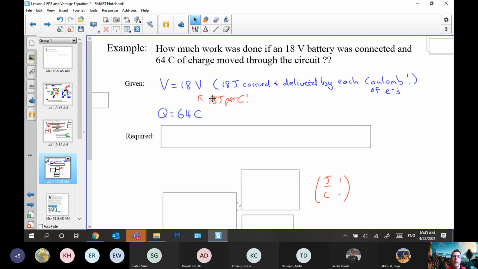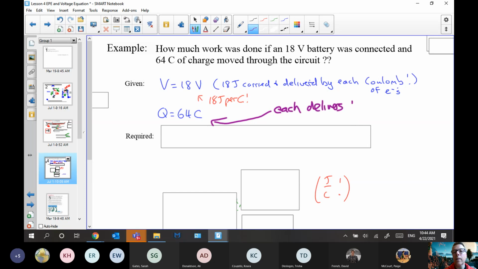So I think you can see that you don't even need an equation for that. You can just say, well, each one delivers 18 joules, so this is pretty simple, isn't it? So let's just arrow that in here. Each delivers 18 joules. So obviously we're talking about 64 times 18 gives us the amount of energy, right? So how much work was done? I have to remind you that means energy transferred, right? That's from grade 11.